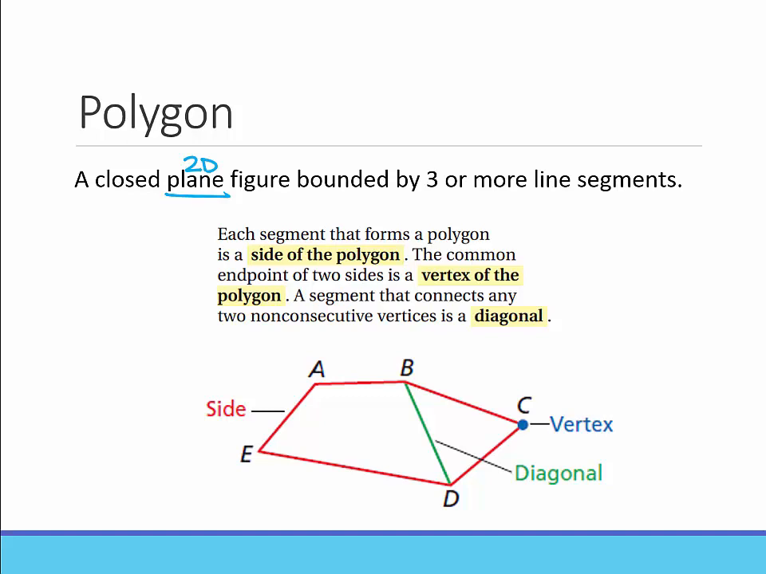The common endpoint of 2 sides is a vertex, and a segment that connects any 2 non-consecutive vertices is a diagonal. So this picture here illustrates you have a couple sides here. A vertex is where 2 sides come together. We got 5 of them for this one. And then a diagonal is anything that connects something that's not already connected. So if I was to connect like E and B or E and C, but I can't connect E and A because that's already a side.